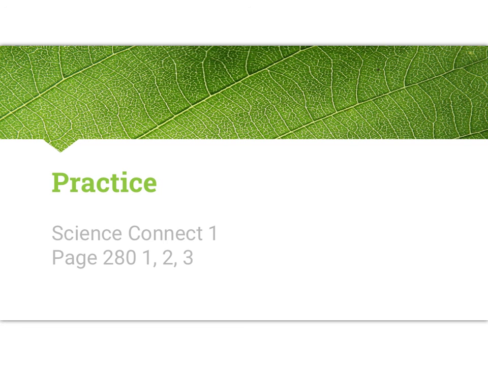Take a look at page 280, number 1, 2, and 3 if you're looking for some practice with this material.